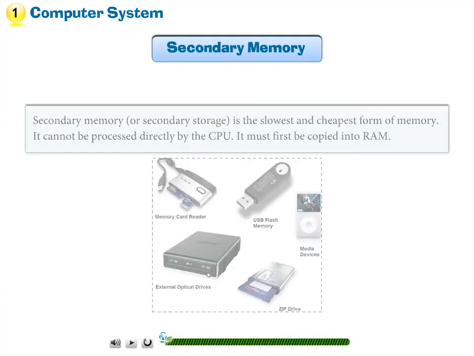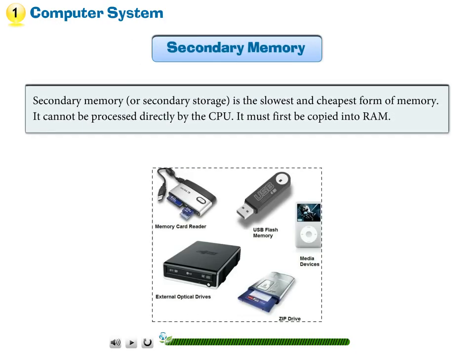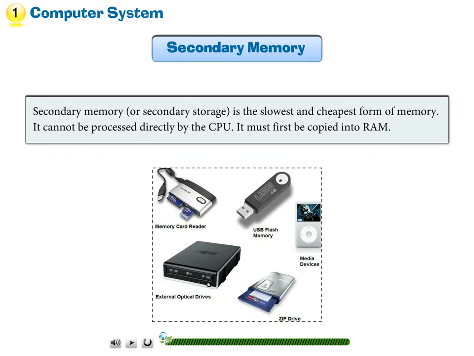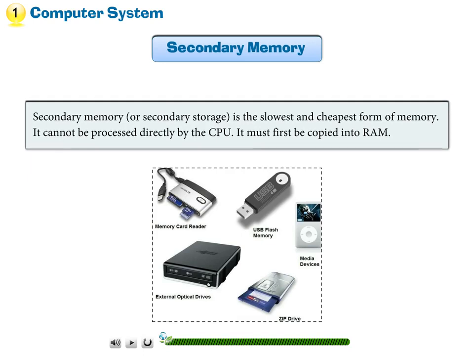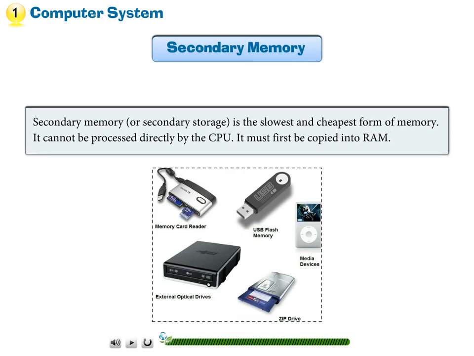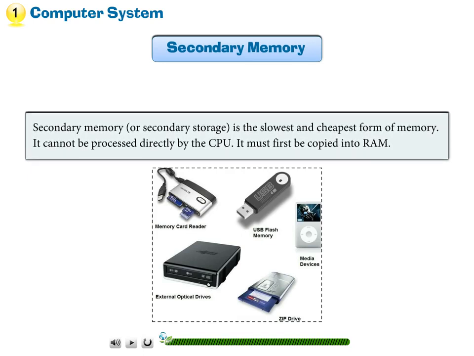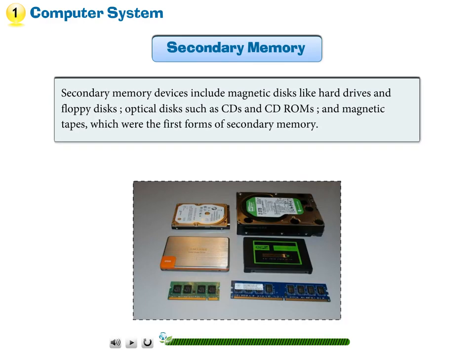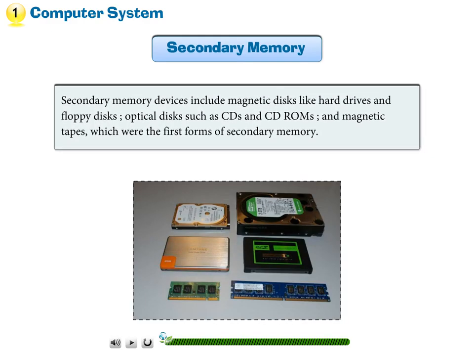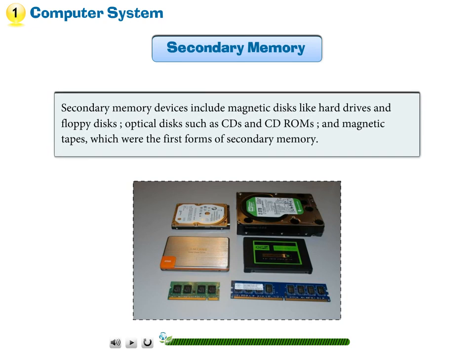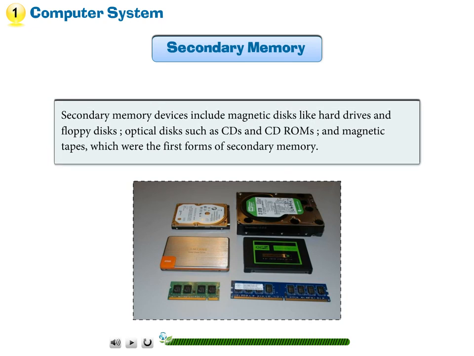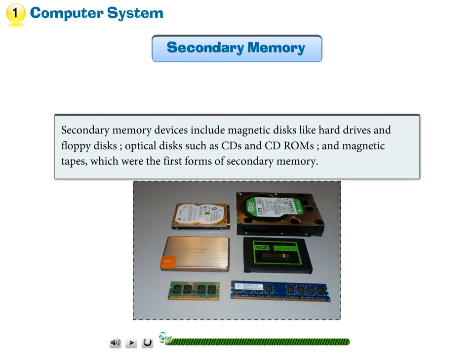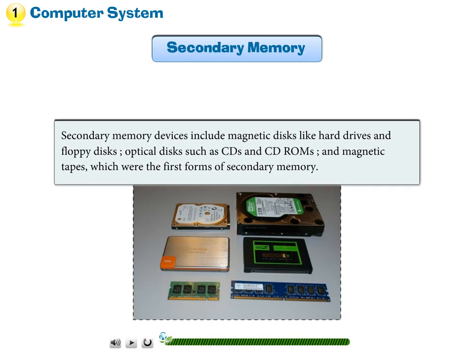Secondary memory. Secondary memory or secondary storage is the slowest and cheapest form of memory. It cannot be processed directly by the CPU. It must first be copied into RAM. Secondary memory devices include magnetic disks like hard drives and floppy disks, optical disks such as CDs and CD-ROMs, and magnetic tapes, which were the first form of secondary memory.